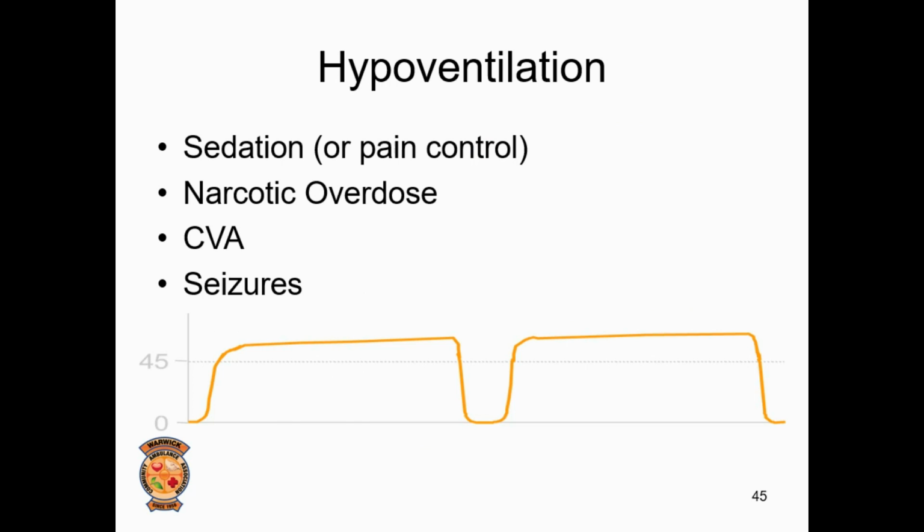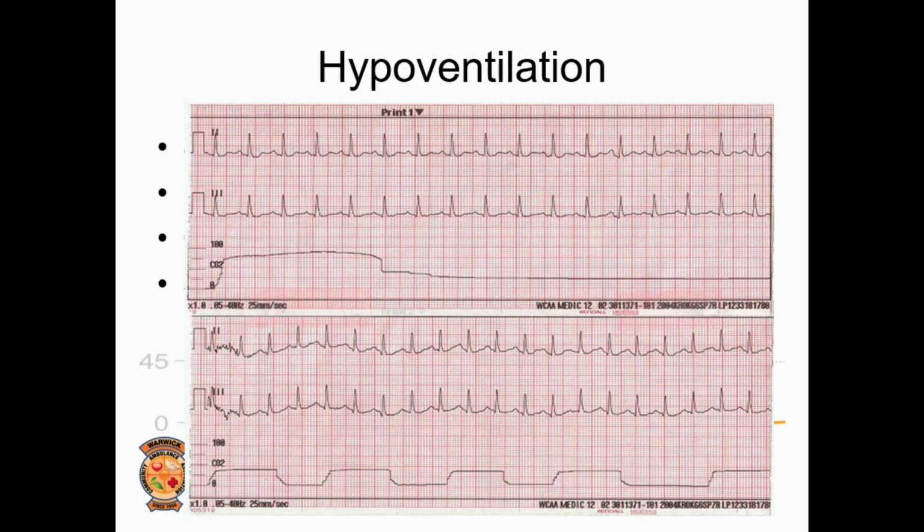Moving on, hyperventilation can be caused by a number of factors, including sedation, narcotic overdose, CVAs, or seizures, etc. In this capnogram, the patient is suffering from a narcotic overdose. You can see an elevated end-tidal CO2. It's about 75 right now, and a slow respiratory rate. After treatment with Narcan, you can see that the patient's CO2 has dropped and his respiratory rate has elevated to a much more life-sustaining level.